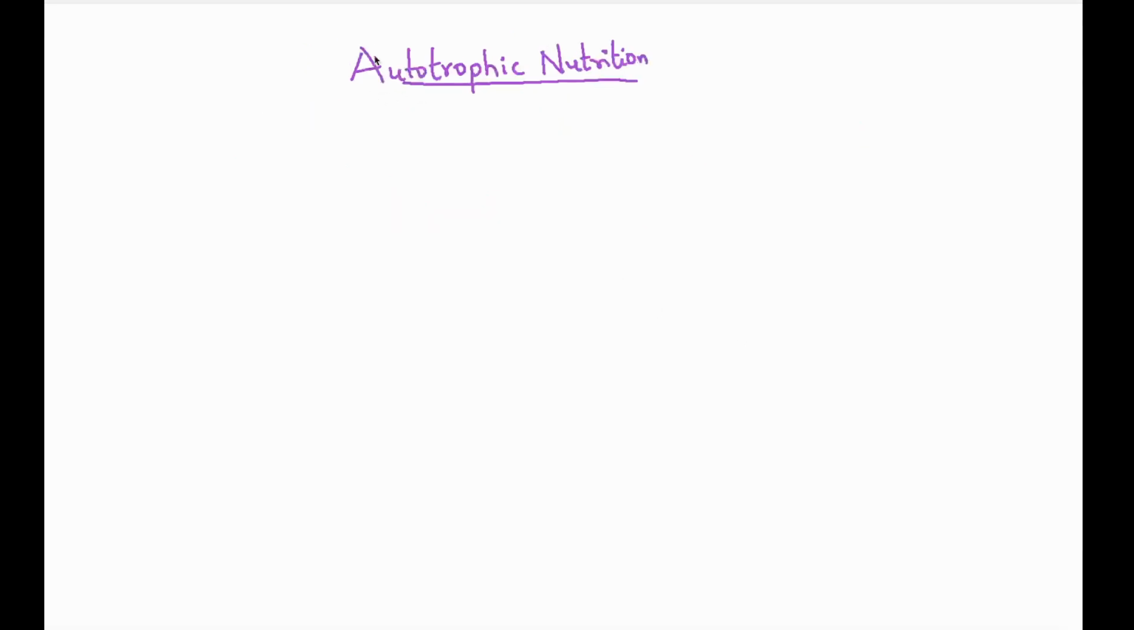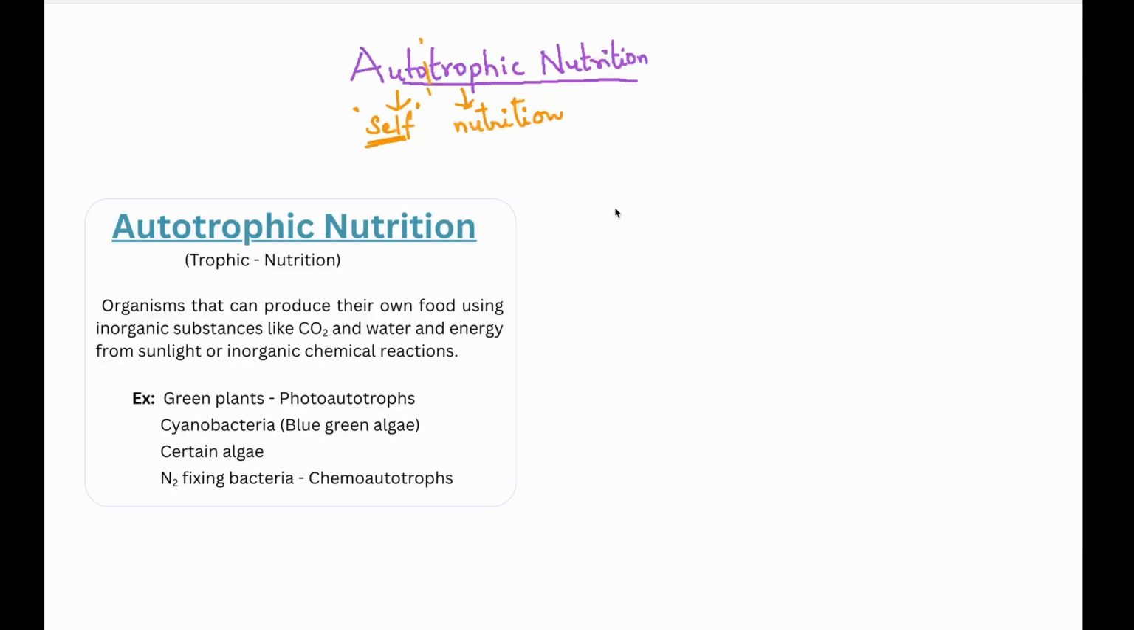Let's start with autotrophic nutrition. So auto is self and trophic refers to nutrition. So those organisms that can produce their own food are considered autotrophs. Autotrophs are able to produce their own food using inorganic substances like carbon dioxide and water. And the energy required for this usually comes from the sunlight or from inorganic chemical reactions.